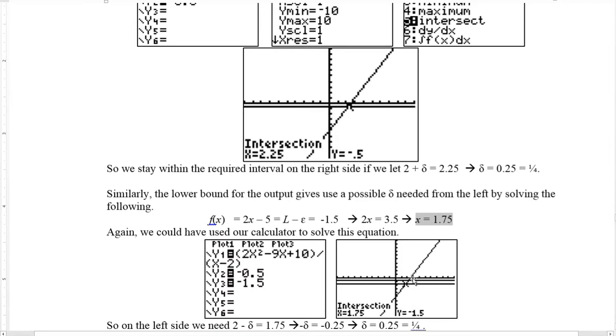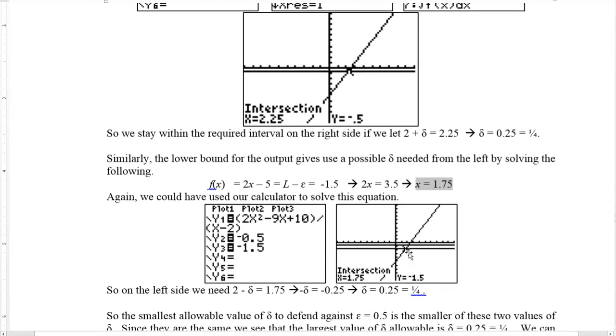So we want to find these two corners here. And again, this is going to be the lower left. You can tell by looking at the graph here, for one thing. So it's going to be the lowest x value of our interval, which is 2 minus delta, and it's going to equal that x value of 1.75 that we got by calculating the intersection or solving an equation. And so solving this for delta gives us delta is, again, 0.25 or 1/4.